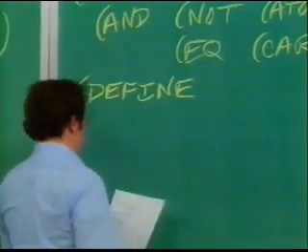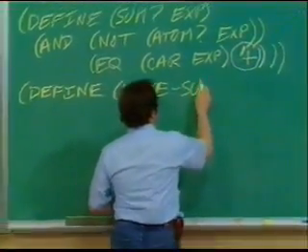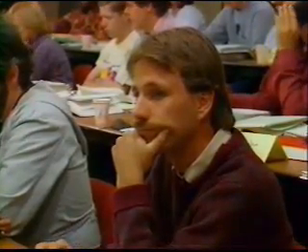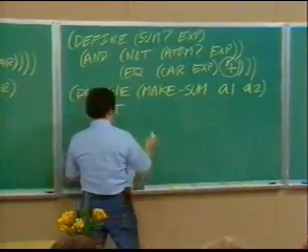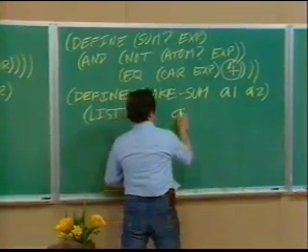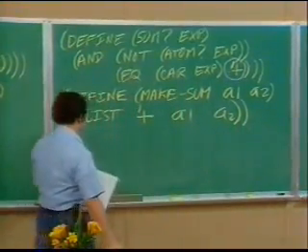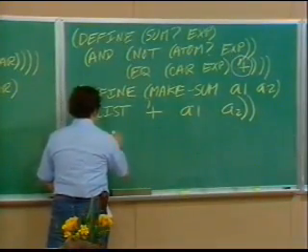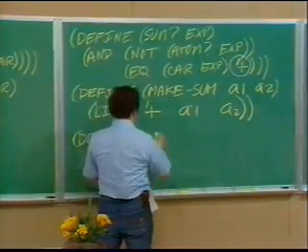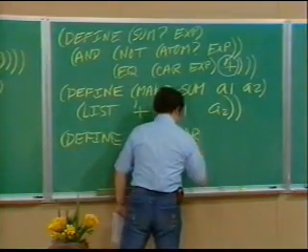I have to define what I mean, how to make a sum of two things, an A1 and an A2. And I'm going to do this very simply. It's a list of the symbol plus and A1 and A2. And I can determine the first element, define A1 to be cadr. Oops.